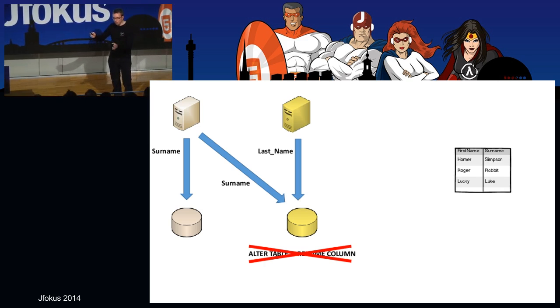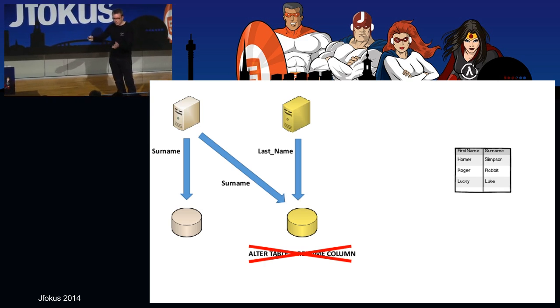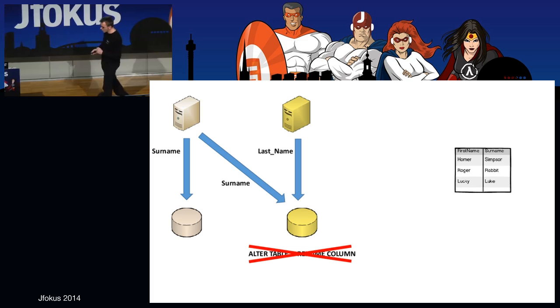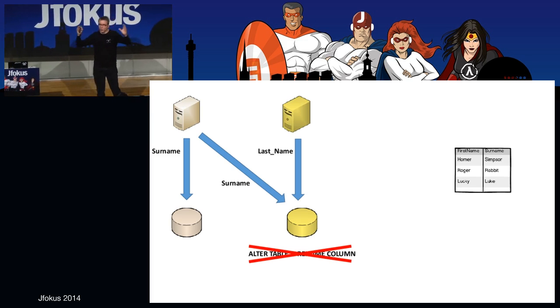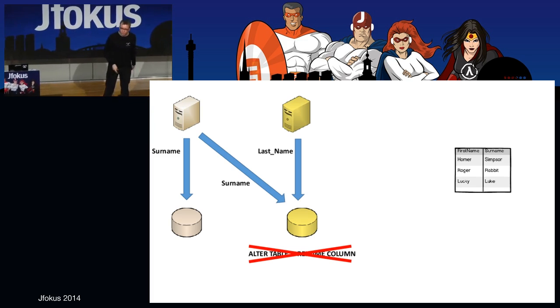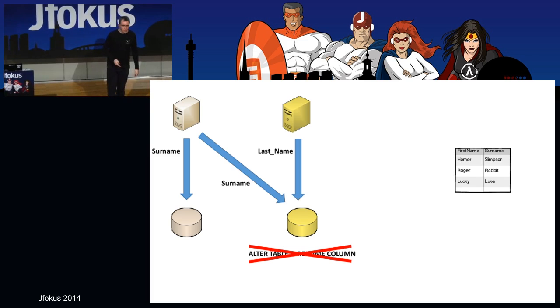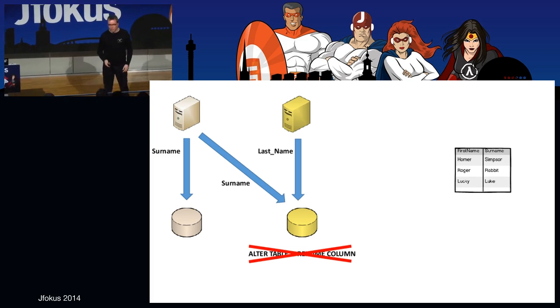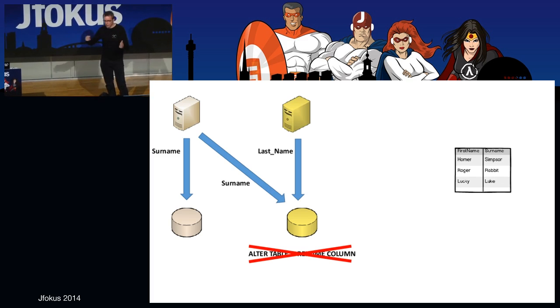We've got the existing code. But now we have a new release. As I said, it wants to access it with last name instead of surname. So how do we deal with old and new coexisting? The old solution of simply doing an alter table and renaming the column doesn't work anymore, because then either one or the other would break. So we can forget about that.